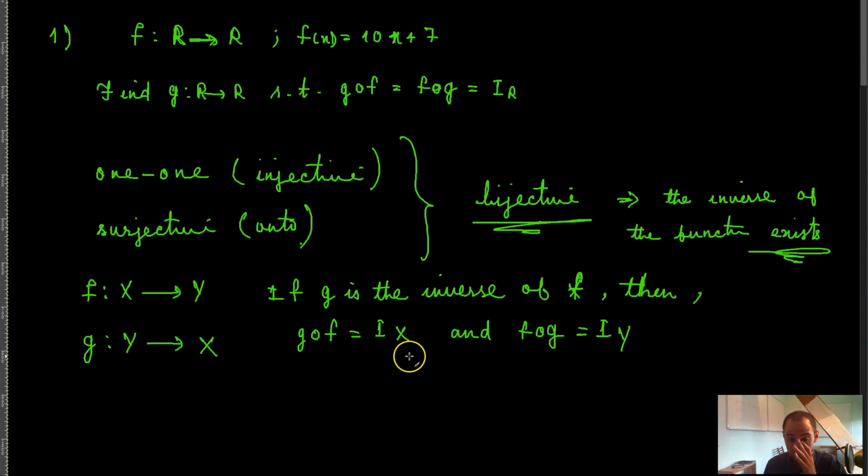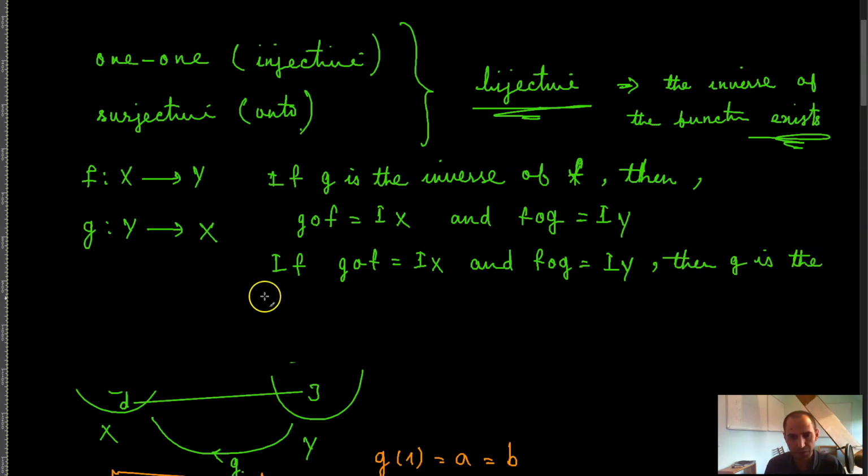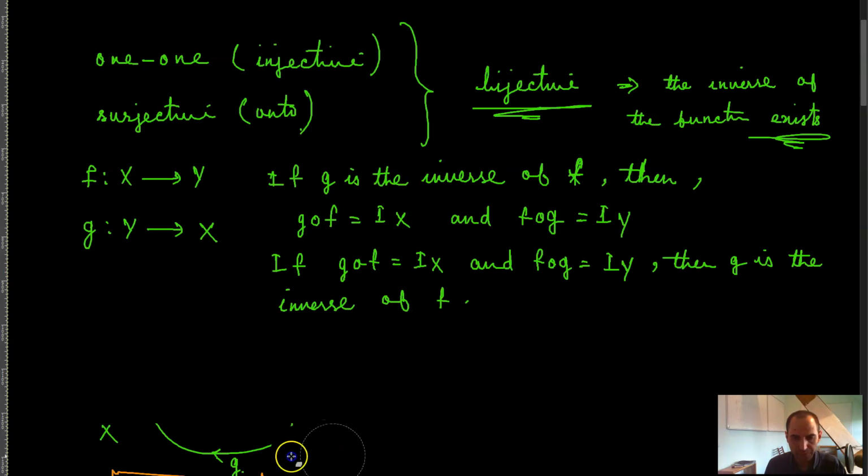And also we showed that if g o f is equal to I of X and f o g is equal to I of Y, then g is the inverse of f. So you can see that this is the converse of this, logically. Since this is an if-then statement, and this is also an if-then statement, but the converse of the first, you can say that g is the inverse of f.